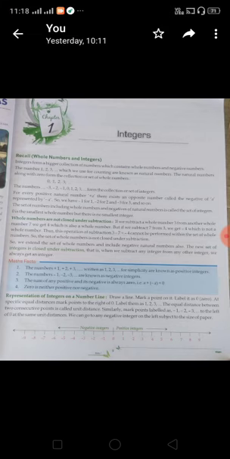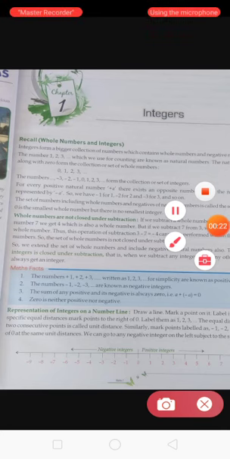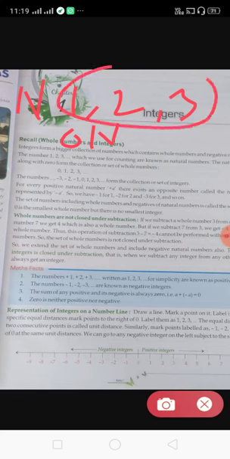In the previous class, we discussed integers and their properties. Today we will discuss in more detail, and recall the things I have explained. Whole number, natural number: all counting numbers 1, 2, 3 and so on. Whole numbers include 0 and the natural numbers. These all are natural numbers, and 0 included with natural numbers are called whole numbers. Okay.